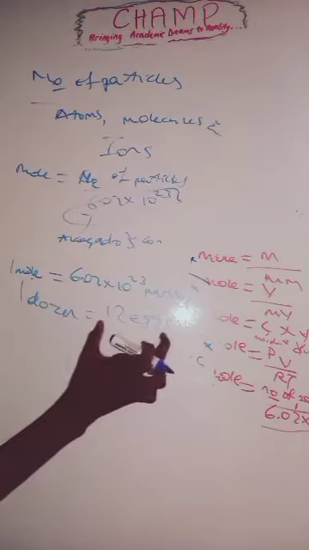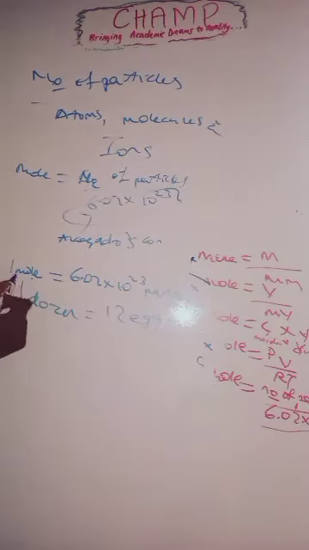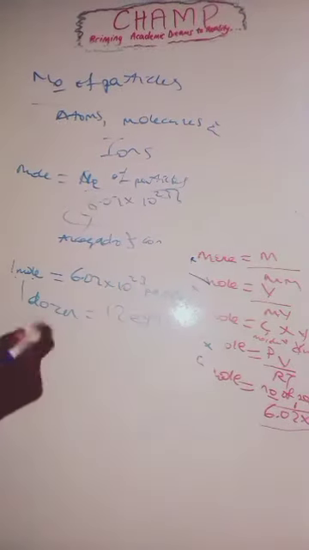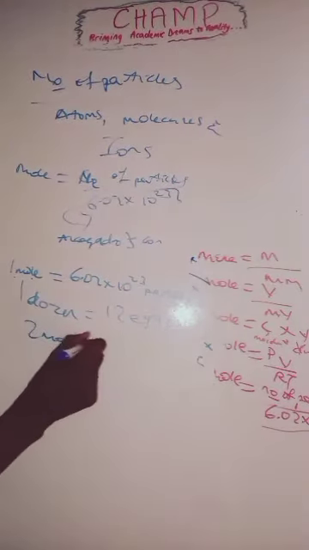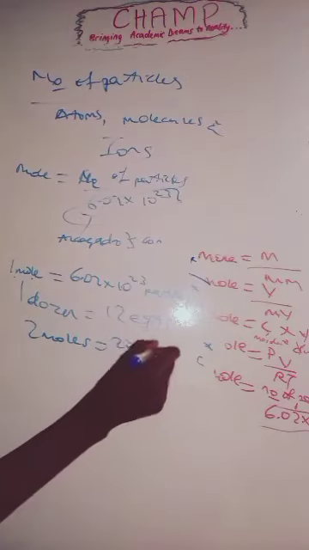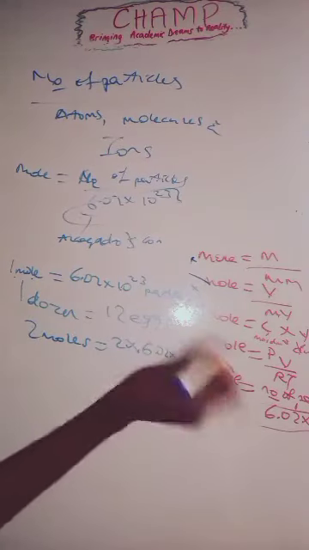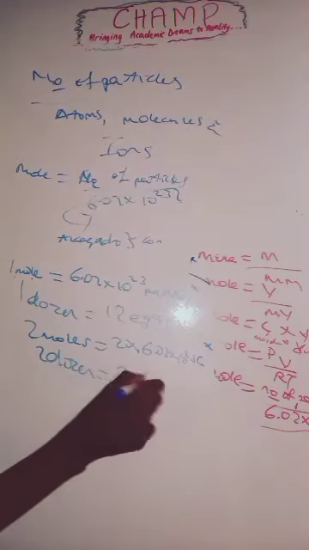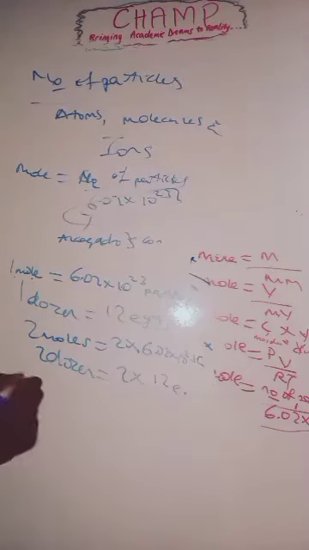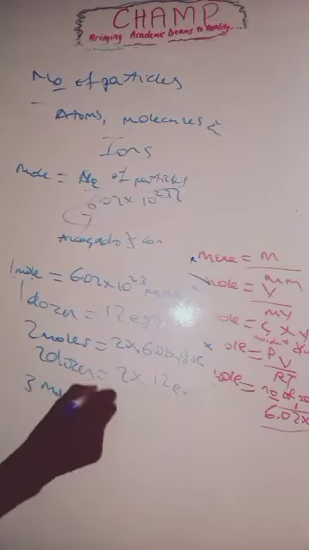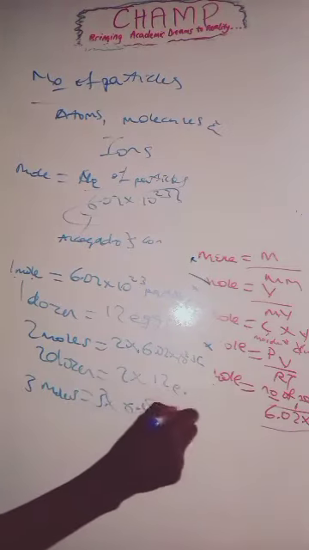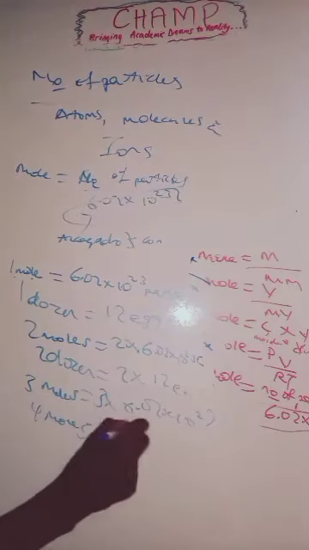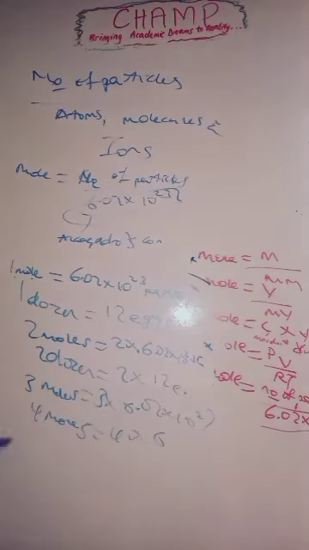Let me just play with this. Inside one dozen there are how many eggs? 12 eggs. So inside every one mole there are what? 6.02 times 10 raised to the power 23 particles. Inside two moles there will be what? 2 times 6.02 times 10 raised to the power 23 particles. Just like inside 2 dozen there will be 2 times 12 eggs. So inside 3 moles there will be 3 times 6.02 times 10 to the 23. Are you getting it now? What of inside 4 moles? 4 times.